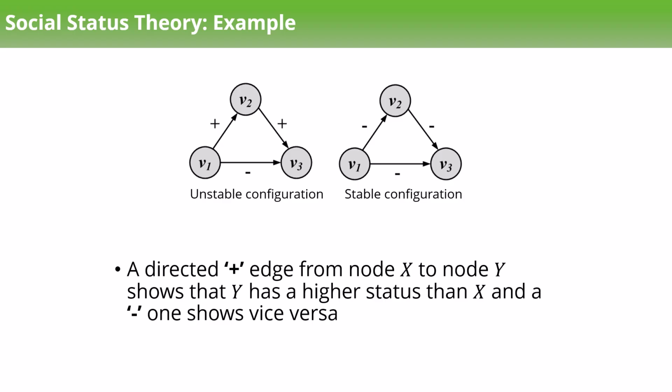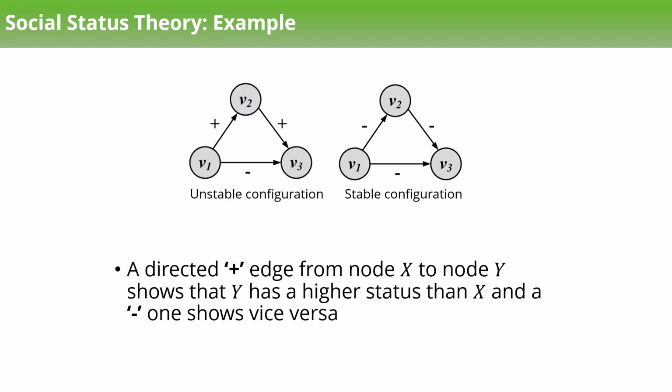So let us understand this using students. Imagine three students A, B, C. Suppose A thinks, I am higher in status than B. So we have A to B is plus. Now suppose B thinks, I am higher in status than C. So B to C equals plus. This is a stable status assignment.